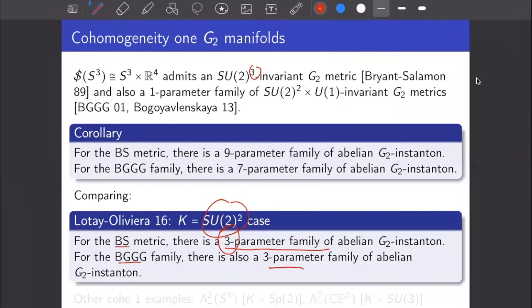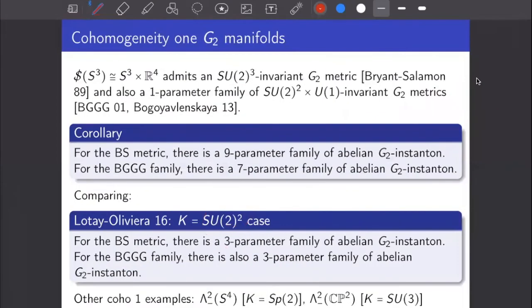And in this case, in this three-parameter family, one of them was actually coming from this extra U(1) symmetry. And another two-parameter family was actually not coming from the symmetry. So these were sort of other types of S1 invariant G2 instantons. And there are plenty of other examples of cohomogeneity one G2 metrics. For instance, there's the Bryant-Salamon model on S4, which has symmetry group Sp(2). So there's a 10-parameter family of abelian instantons in this case. And there's also the Bryant-Salamon model on CP2, which has instead symmetry group Sp(3).